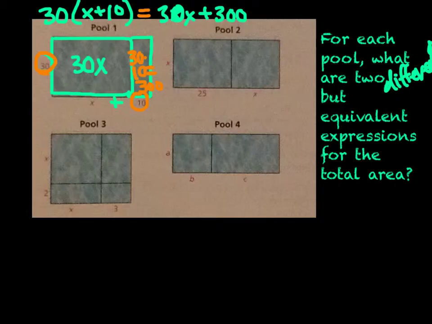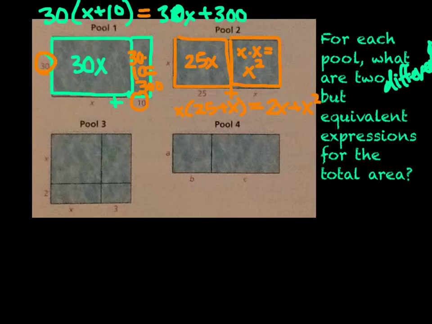Let's look at this next one. We can look at the same thing and say the same thing. We have either x times 25 plus x, or we could look at this portion and say, well, that is essentially 25x, and this portion is x times x, or x times x, repeated multiplication is an exponent, so we could say x squared. So this is equivalent to 25x plus x squared.